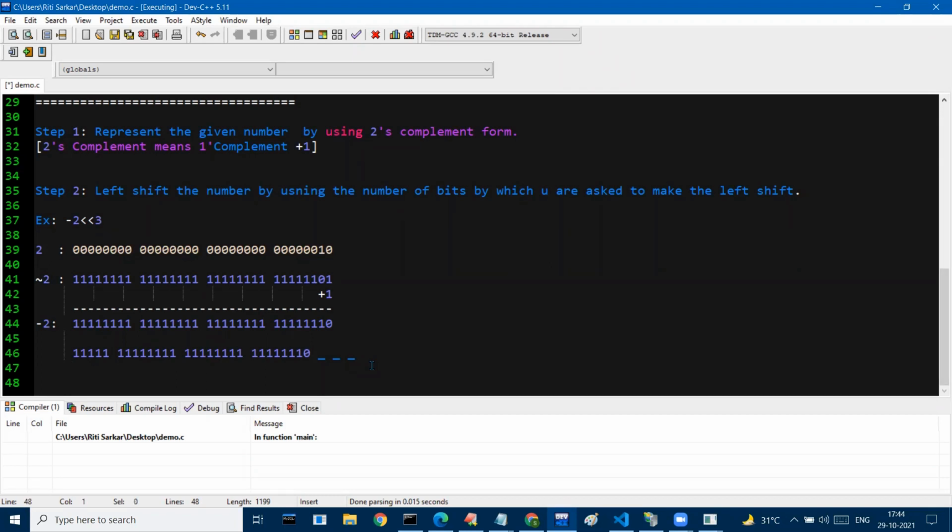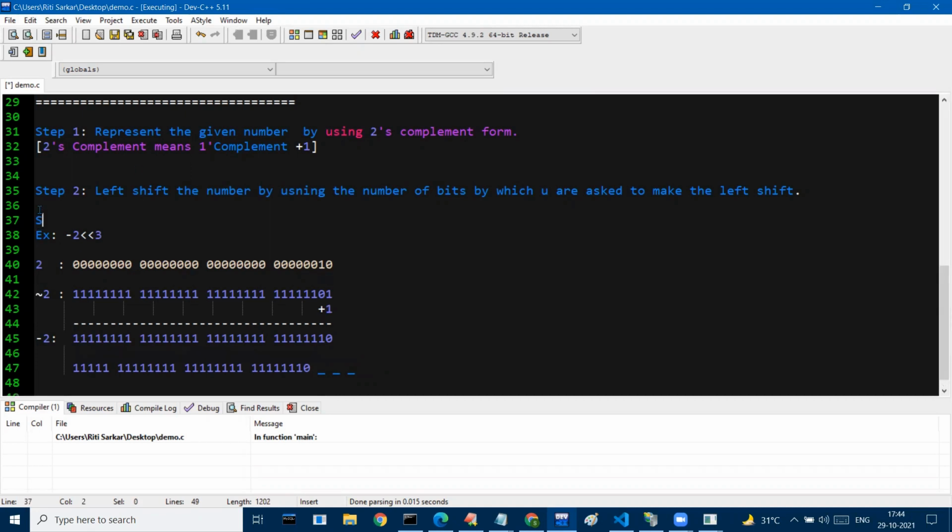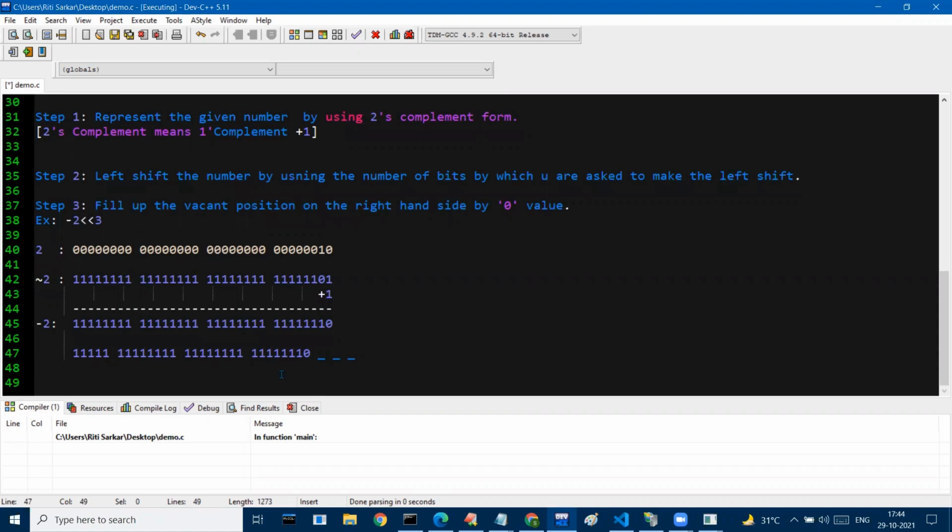Now for negative number left shifting, always remember step number 3: fill up the vacant position on the right hand side by 0 value. Then how will it look? Here 0 will come, 0 will come, 0 will come.